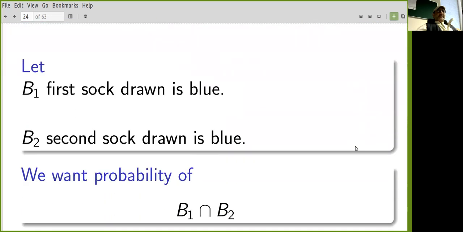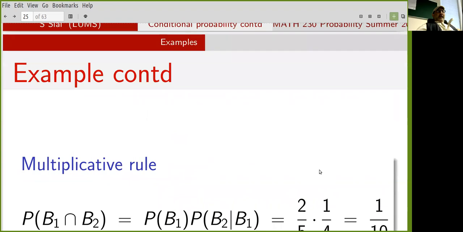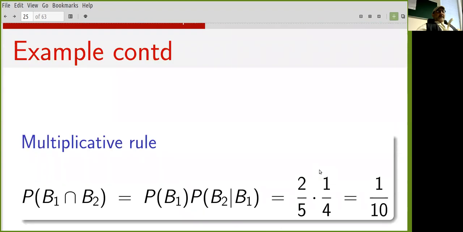Okay, so let B1 be that the first sock drawn is blue. B2 is that the second sock drawn is blue. We want the probability of both these events occurring. So B1 intersection B2. By the multiplicative rule and our definition of conditional probability, that's the probability of B1 times the probability of B2 given B1.